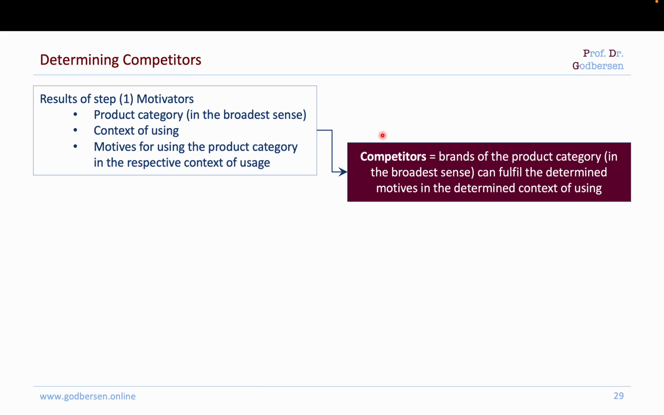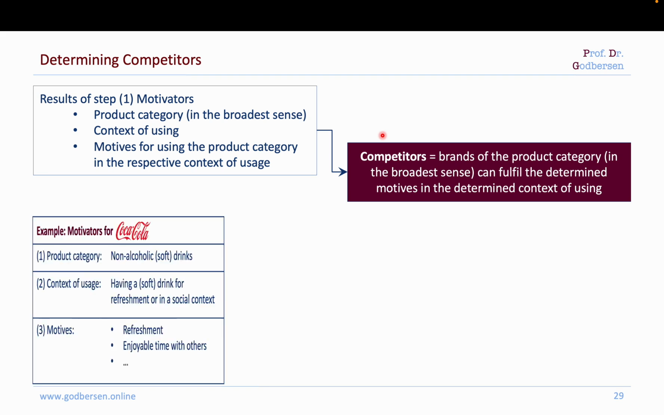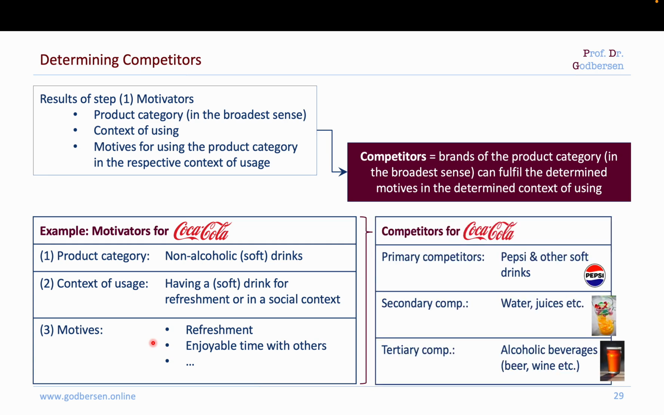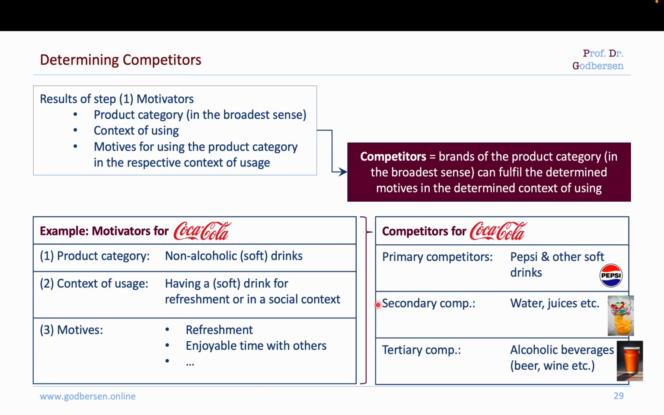That is a competitor. I like to try to make this clear using the example of Coca-Cola. Coke is a non-alcoholic soft drink. One might drink a Coke for refreshment or in some social setting. So the motives are something like refreshment and having fun and joy with others. Now the competitors, of course, are the soft drinks like Pepsi and the likes.